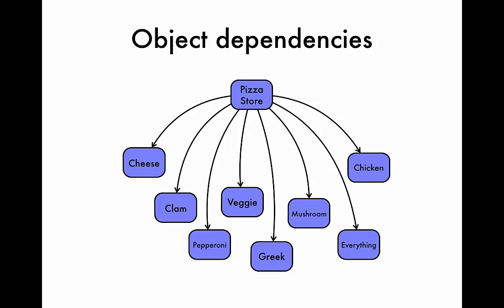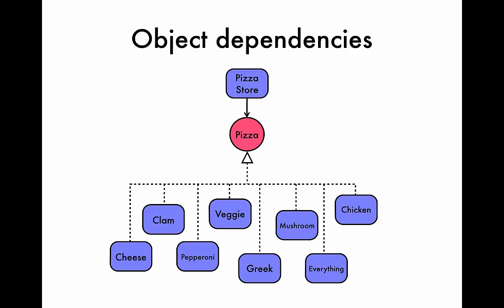Consider the pizza store class before we redesigned it using the simple factory pattern. The pizza store class depended on multiple kinds of pizza that were all concrete classes. Once we encapsulated the creation of pizza with a simple factory, the pizza store class only depended on the abstract pizza class. The concrete pizza types also depend on the abstract pizza class because they all extend it. So using interfaces and abstract classes can significantly reduce the dependencies in an application.